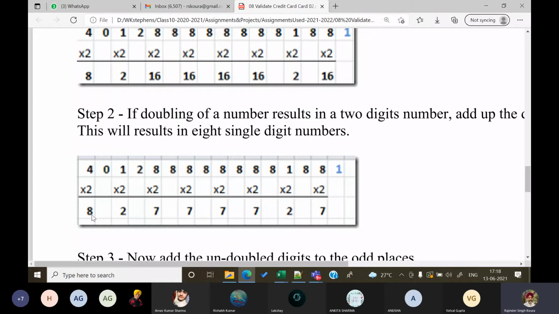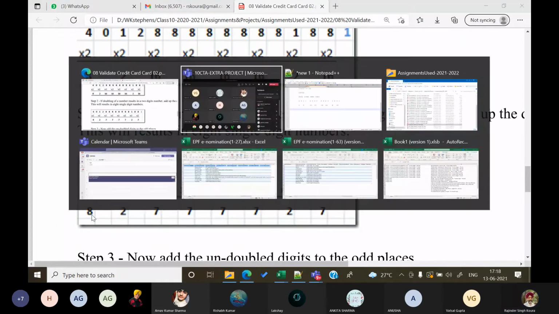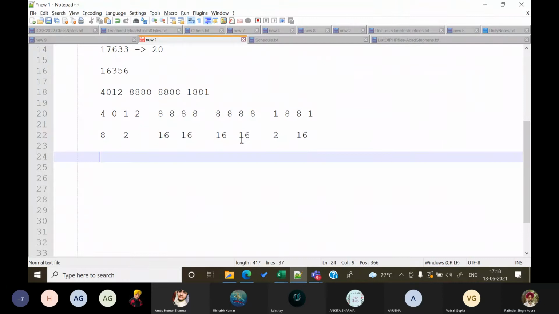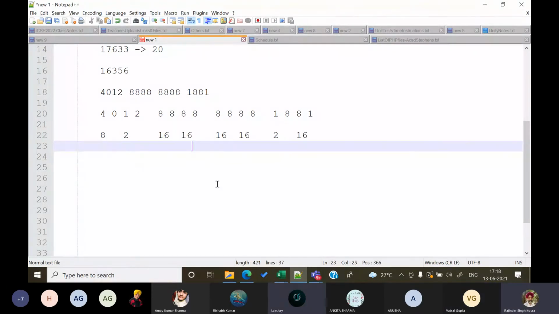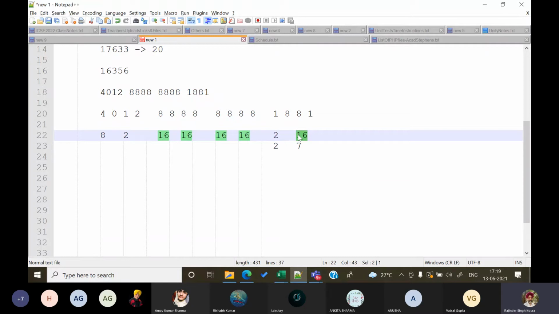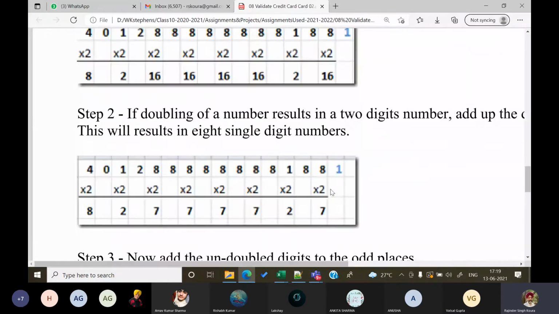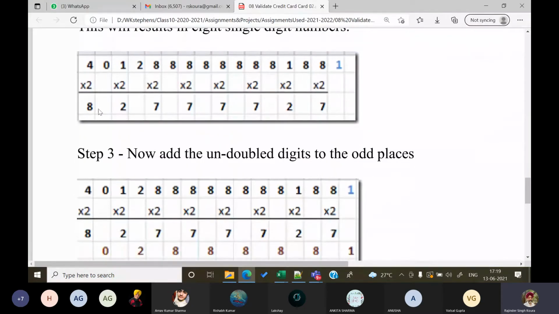Can you see what has happened? Yes, sir. So this 16 has been converted into a single digit 7. This 2 remains a 2. It will be difficult for me to use notepad for this. So the 16, you added both digits and made it 7. Finally, we wanted single digit numbers only, even after multiplying by 2.